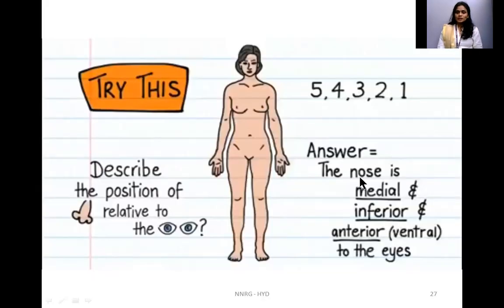The answer for the last question that I have given here, I hope most of you have answered in the comment section. To describe the position of the nose relative to the eyes, the nose is medial, inferior, and anterior, that is, front to the eyes. The nose is towards the midline compared to the eyes, that's why it is medial. It is inferior to the eyes because the eyes are superior and the nose is down. And it is in front compared to the eyes, which are back. That's why the nose is medial, inferior, and anterior to the eyes.